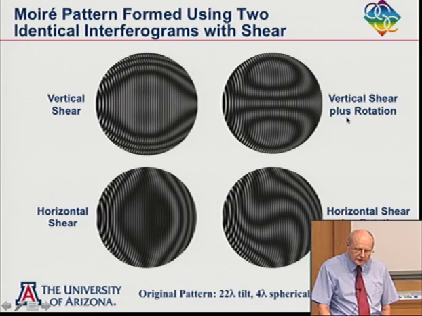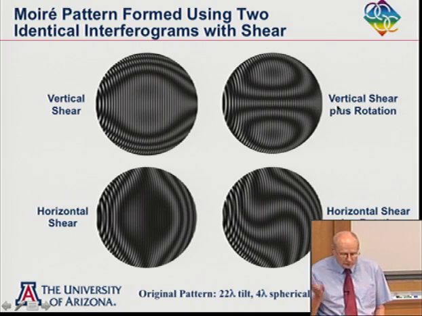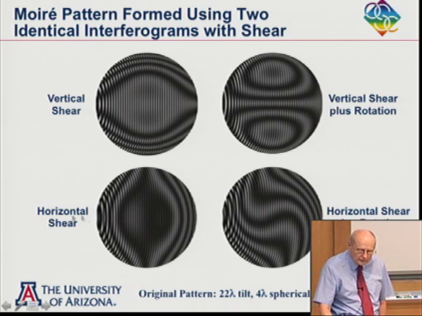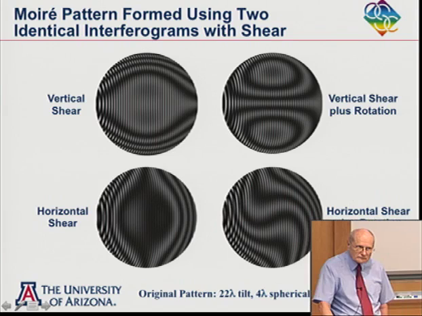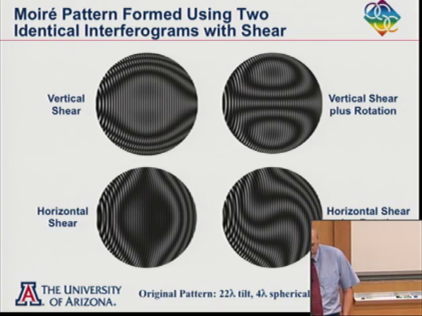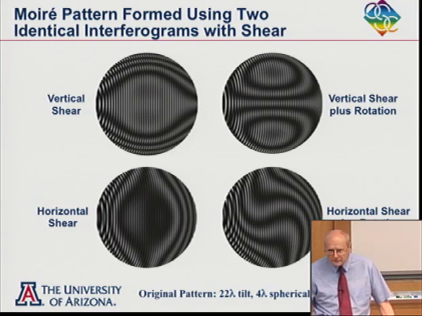And then this is shear plus a little rotation. So it's shearing and then adding in a little tilt. Down at the bottom, we have horizontal shear, and then horizontal shear plus rotation. So again, it's finding a slope, and then adding a little tilt. So can I convince you that Moiré patterns are a great way to think about interferograms?